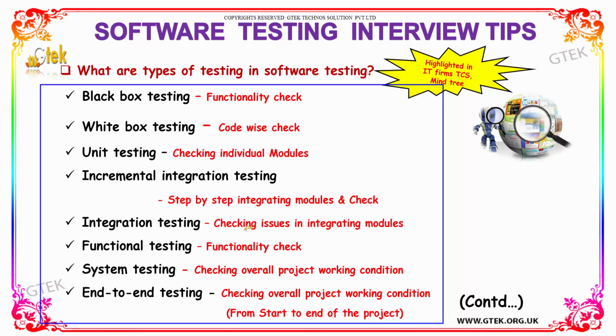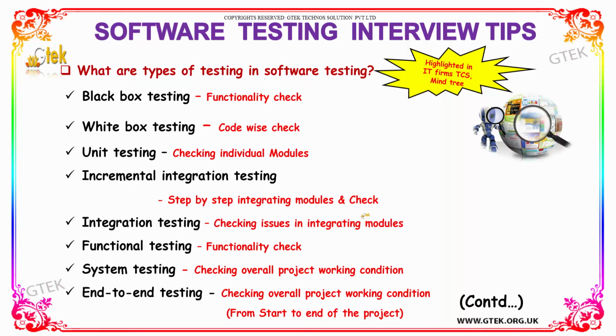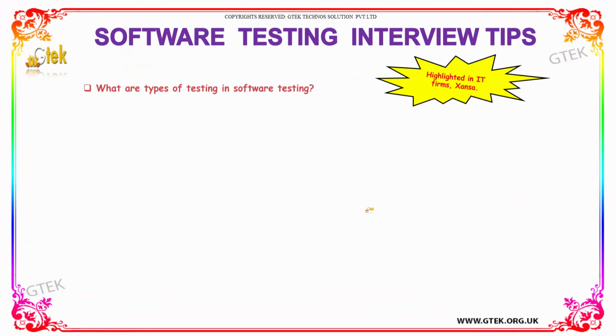Integration testing is checking issues in integrating the modules, and functional testing is checking the functionality of the code. System testing is checking the overall project working condition. End-to-end testing is checking the overall project working condition from the start to the end of the project. So these are the types of software testing, and there are a few more to continue with.